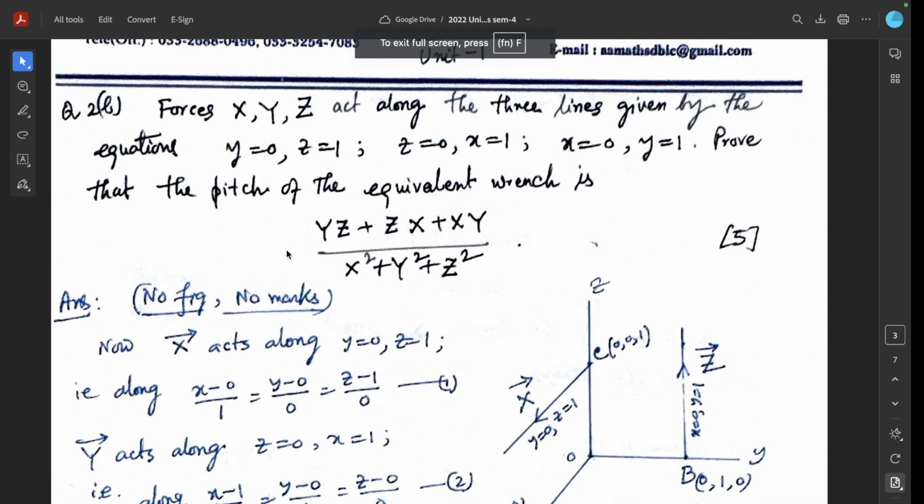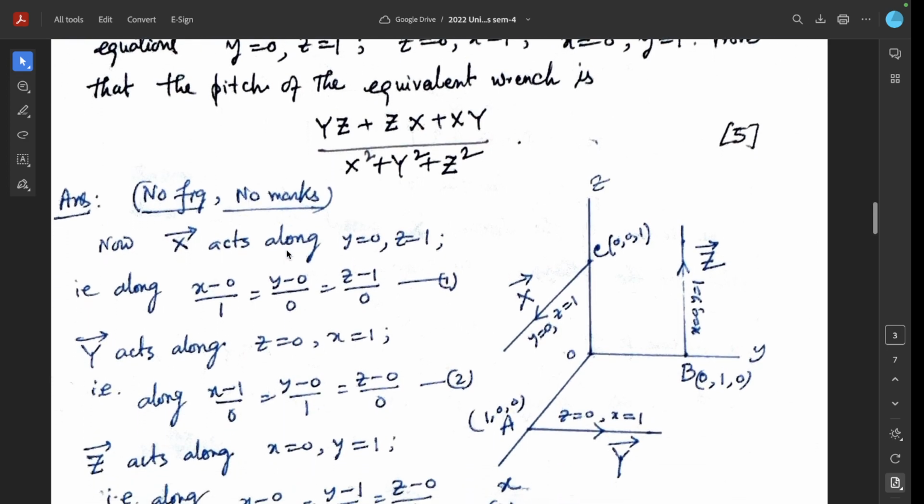So no figure, no marks. So we must draw this figure. Now the X vector, capital X vector, acts along the line y equal to 0 and z equal to 1. This axis is the x-axis, this the y-axis, this the z-axis, this point O is the origin, and this point C has coordinates 0, 0, 1.